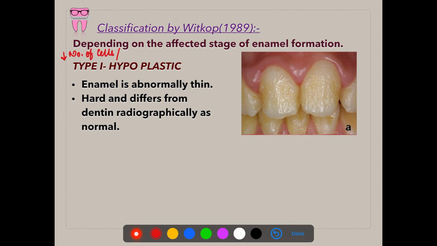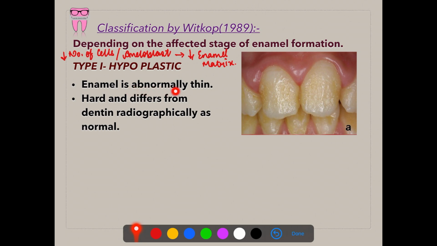Okay, so this type of amelogenesis imperfecta is caused by a decreased number of ameloblasts. A decrease in the number of ameloblasts would result in a decrease in enamel matrix. Okay. Now, let's look into the features of a hypoplastic amelogenesis imperfecta.